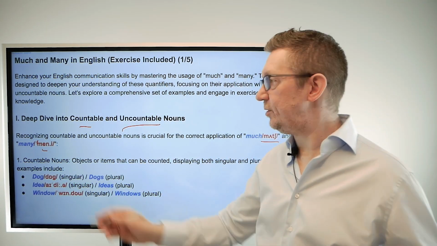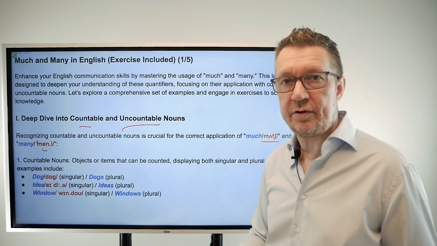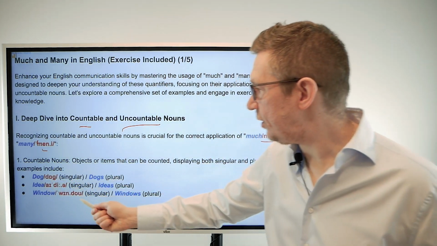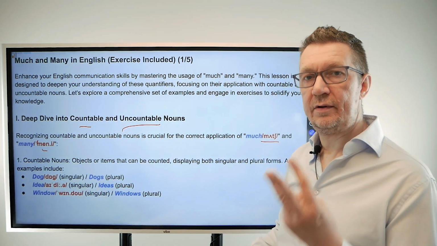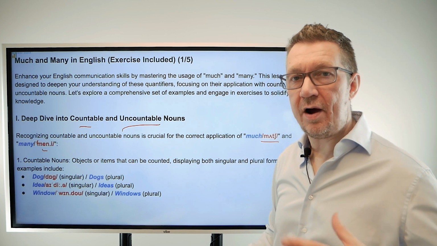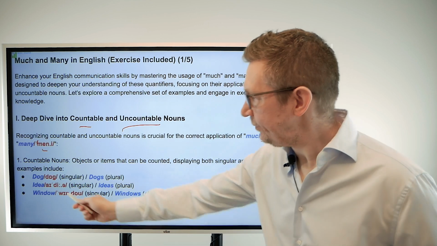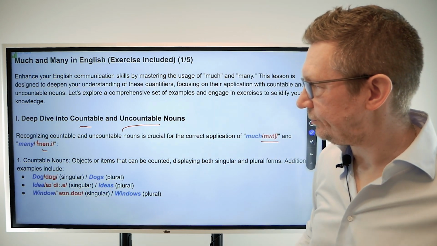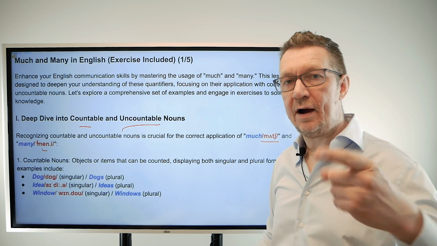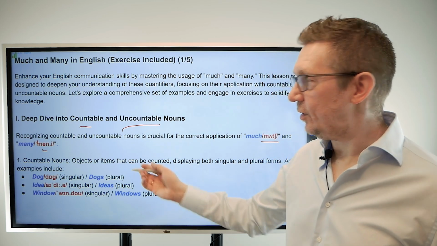So what is a countable noun? Well, a countable noun is an object that can be counted, that you can put into a plural form, okay? So for example, we have here dog, dogs. One dog, three dogs. So you would use how many, or there are many dogs. How many dogs do you have, okay? Idea, ideas, okay? I have a good idea. How many ideas do you have? I have many ideas. Okay, so you can count it.